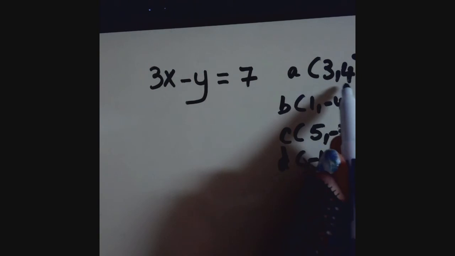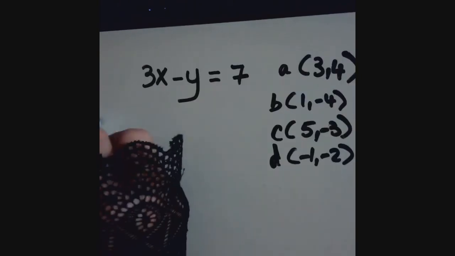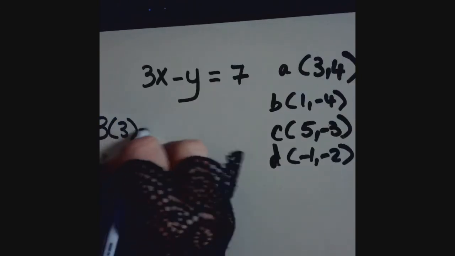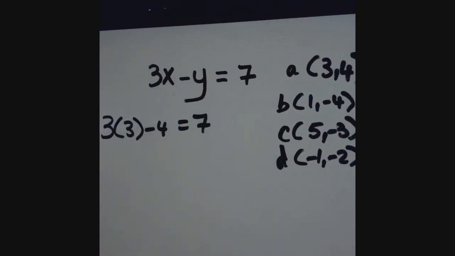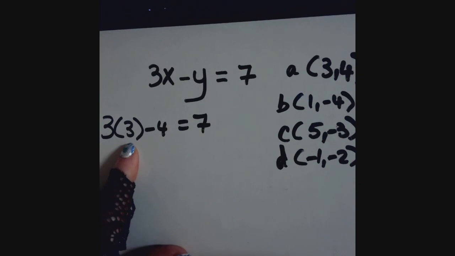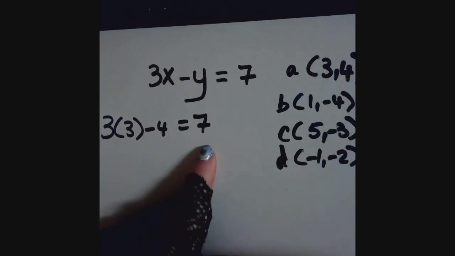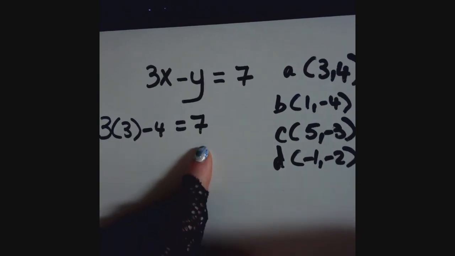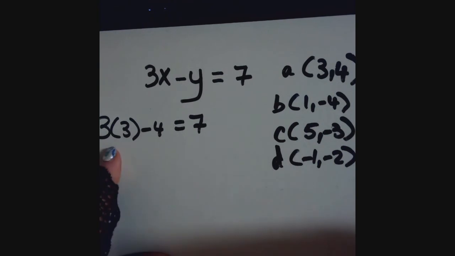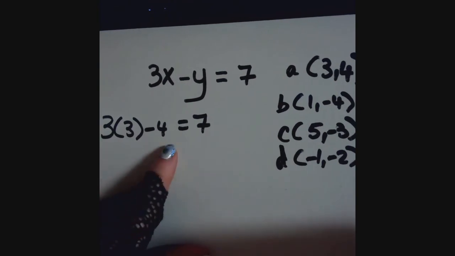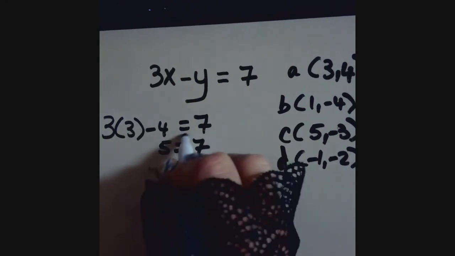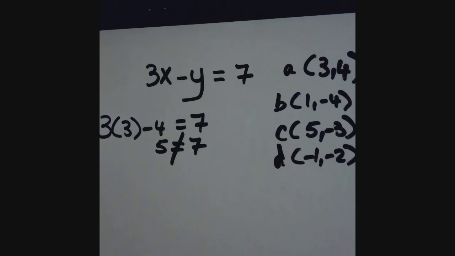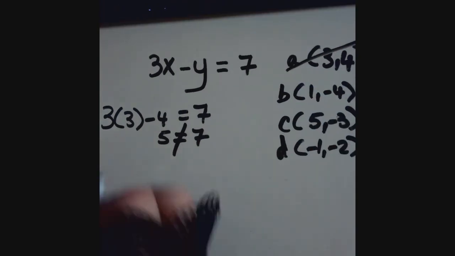So x is 3 and y is 4. We're going to plug in 3 times 3 minus 4. Does it equal 7? That's all they're asking. If the left side equals 7, then you know that A is the correct answer. So 3 times 3 is 9. 9 minus 4 is 5. Does 5 equal 7? No, it does not. So the first one is not it. You can cross that out. Let's try the second one.